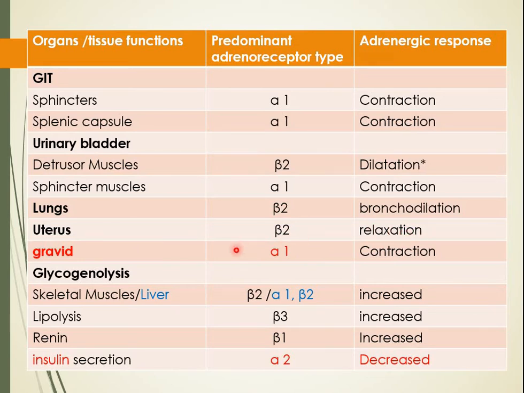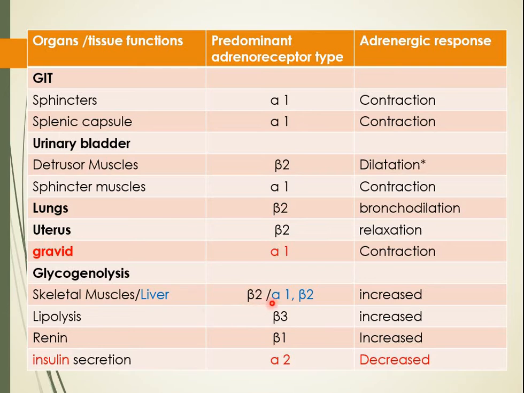it will produce relaxation. In the case of the gravid uterus, there are alpha 1 receptors, so it will contribute to contraction. This is important, especially the glycogenolysis effect, or the effect on metabolism. You see, the skeletal muscles will have beta 2 receptors. Thus, the glycogenolysis from the skeletal muscle is increased, meaning the breakdown of glycogen to glucose is increased.